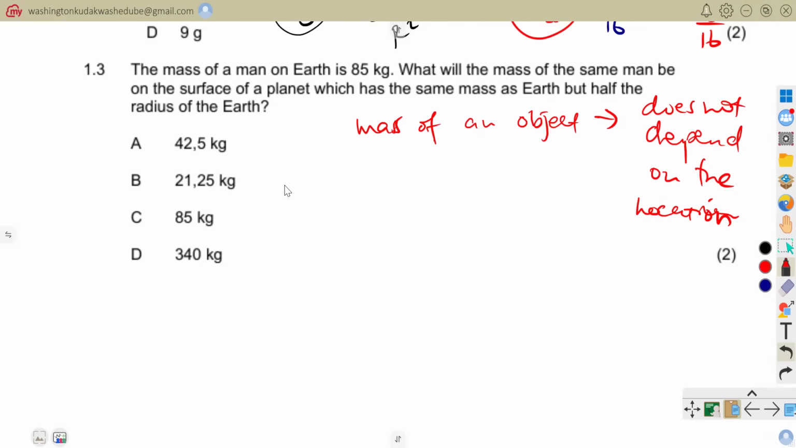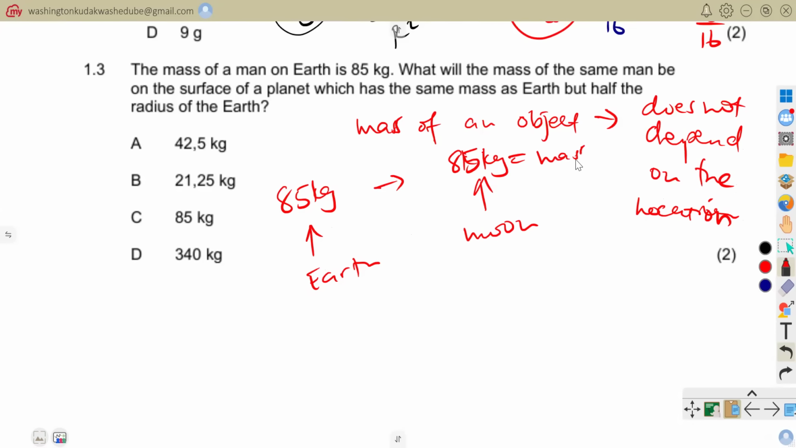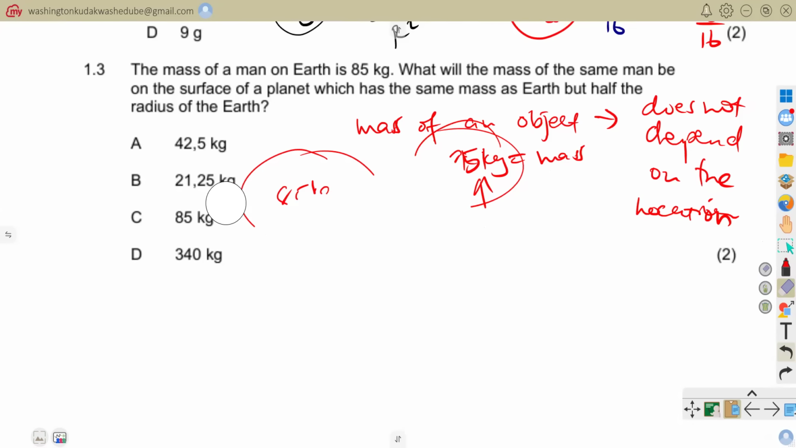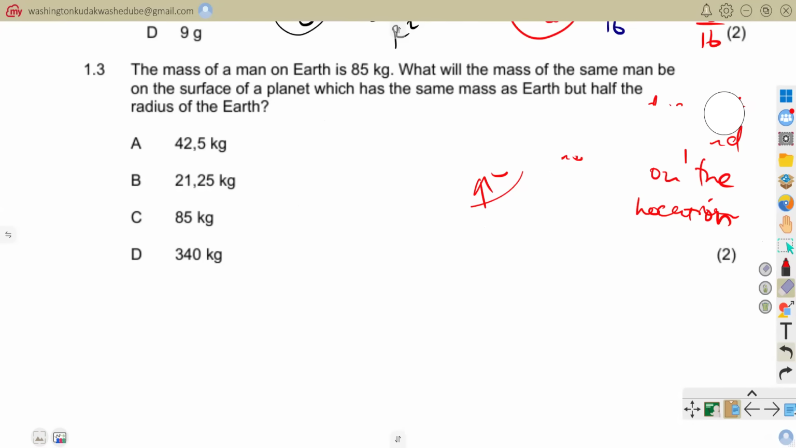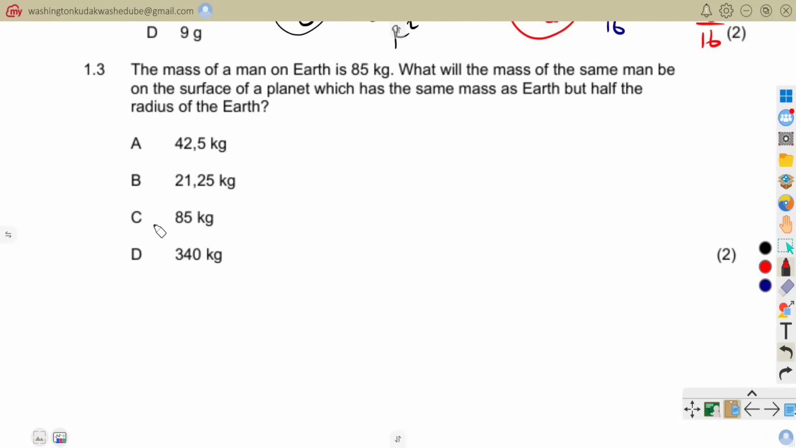When we say location, we are saying that if a man has a mass of 85 kgs when he is on Earth, even if he goes to the moon, the same man would have a mass of 85 kgs. So the mass will always remain constant. Mass is constant regardless of where we are. Why? Because mass is a measure of the total amount of matter in an object. So we are always going to have the same mass. The mass will not change. Now let's go to 1.4.